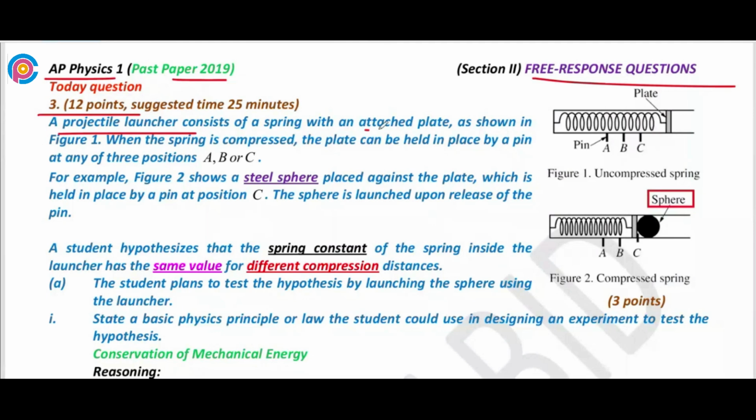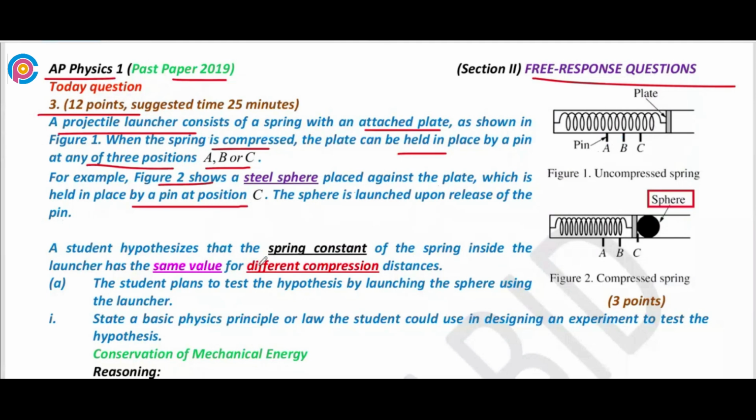a spring with an attached plate as shown in the figure. When the spring is compressed, the plate can be held in place by a pin in any of three positions A, B and C. The pins are indicated A, B and C here. This here shows the uncompressed spring. Now, for example, figure 2 shows the steel sphere placed against the plate, which is held by the pin at position C. The sphere is launched upon release of the pin.